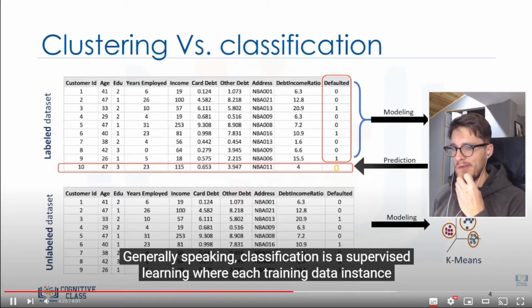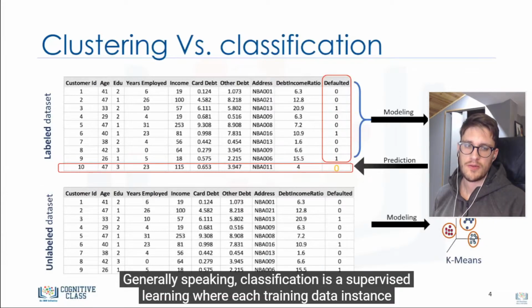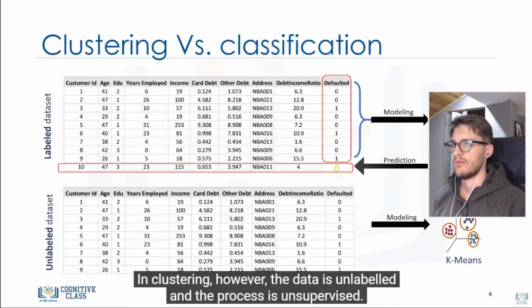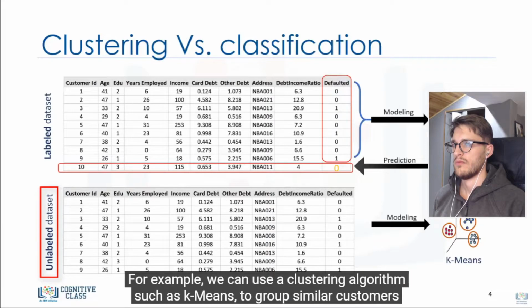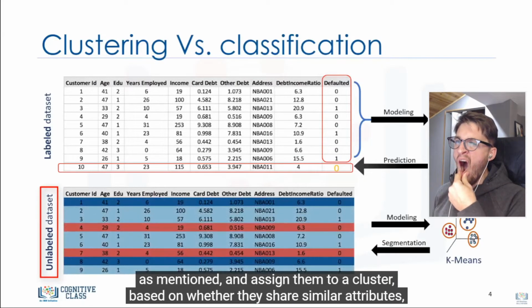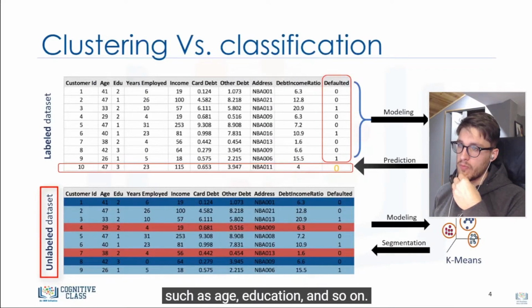Classification is a supervised learning where each training data instance belongs to a particular class. In clustering, however, the data is unlabeled and the process is unsupervised. For example, we can use a clustering algorithm such as k-means to group similar customers as mentioned and assign them to a cluster based on whether they share similar attributes, such as age, education, and so on.